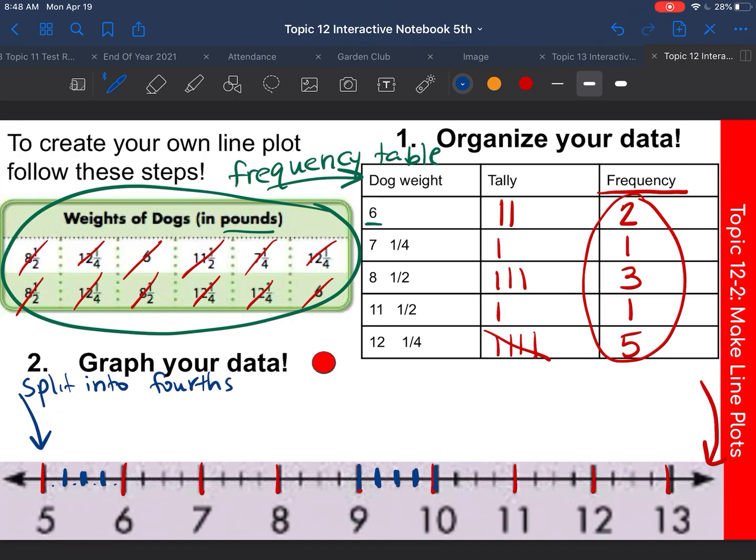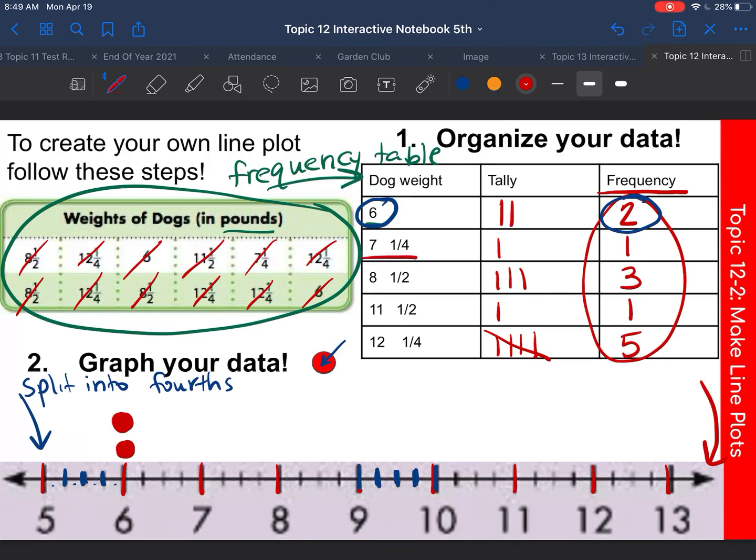So this dot right here is going to be used to make your line plot. Once you pull away this dot, there's dots underneath. So they keep going and going. So don't worry about running out of dots. So let's start graphing this, starting at 6. The frequency is two dogs that are 6 pounds. So we're going to put 1 dot above the 6 and another dot above the 6. Okay, so there are 2 dogs that weigh 6 pounds.